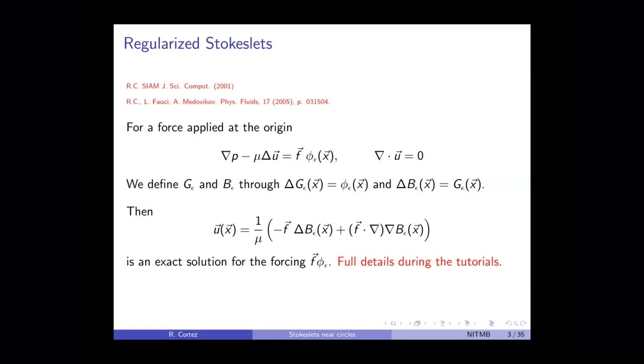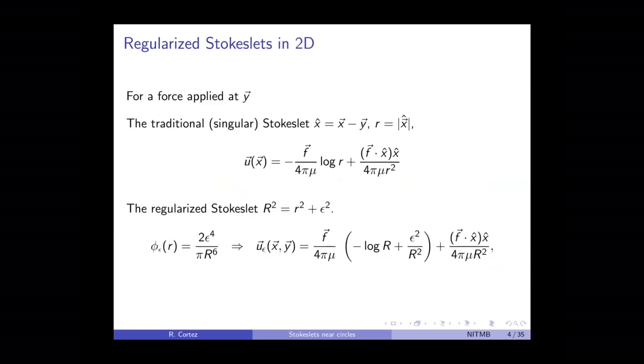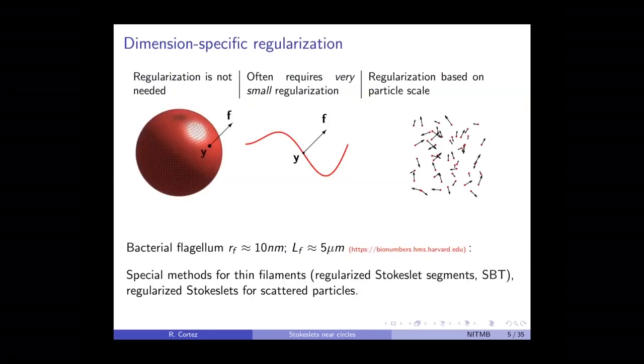And then I think there'll be a lot of details given in the tutorial, so I'm just going to leave it at that. So here it is, right? In 2D, I'm going to stick to 2D for a lot of what I'm going to say. And this is the Stokeslet in 2D, and here's a regularized version. All right, so here's the idea that I've been thinking about, that the way we regularize things should really depend maybe on the dimension of the forcing function.